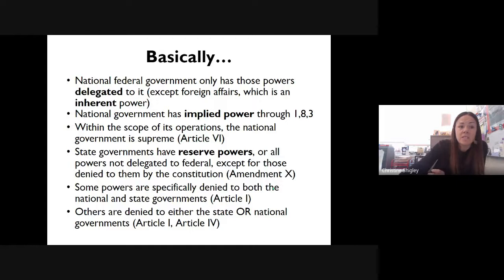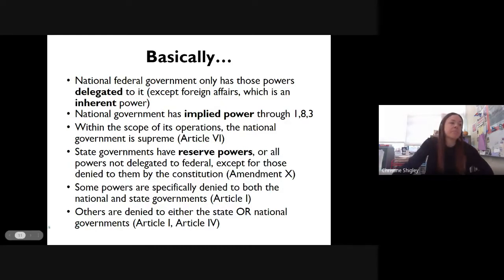Some powers are specifically denied to both the national and state governments in Article 1. And others are denied to either the state or the national government. So there are some things that Congress can't do, and some things that states can't do. Those are listed in Article 1 and Article 4. And then there are some things that both can't do. So this is where things get a little bit hairy, right? Technically, the national government is supreme. Sometimes they let the states run with their own laws that are contrary. Sometimes they don't. It sort of depends on the agenda of the administration, like the president in office. Sometimes it depends on the agenda of Congress. And sometimes it just depends on what the federal government truly wants to have happen. So again, lots of different instances.